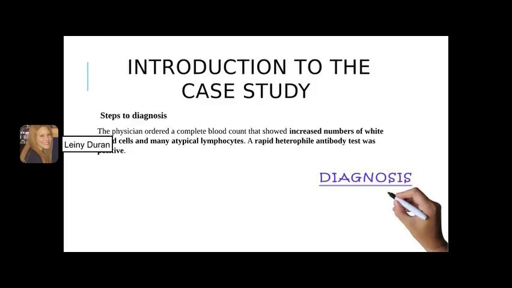Once the assessment is completed, the attending physician orders a complete blood count, which is routinely done to verify lab values and parameters. The result of the blood count shows an increased number of white blood cells and many atypical lymphocytes. The presence of atypical lymphocytes is what directs the next diagnostic test, the rapid heterophile antibody test, which in this patient's case came back positive.